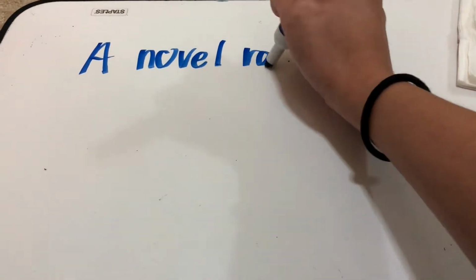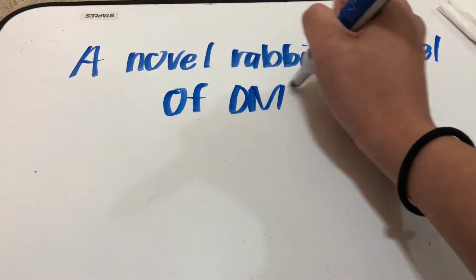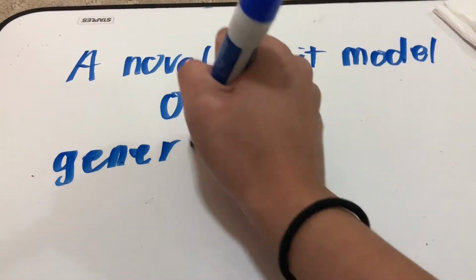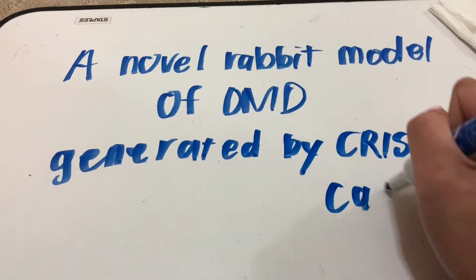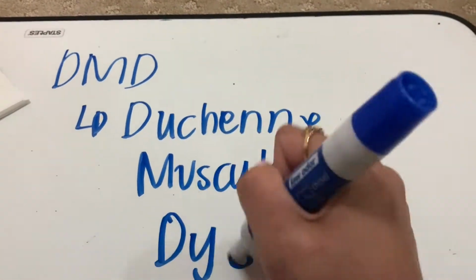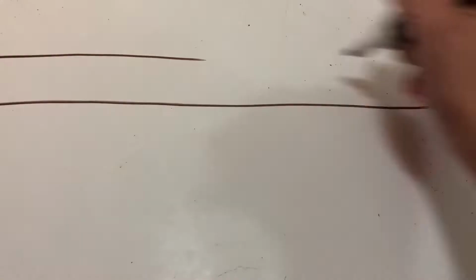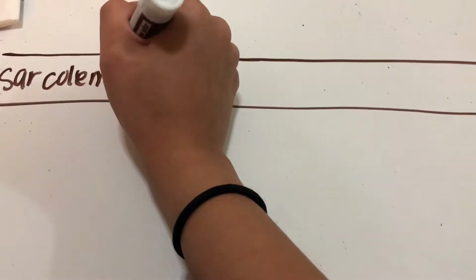I'm going to be talking about a study done by Ting Sui and colleagues on a novel rabbit model of Duchenne muscular dystrophy generated by CRISPR-Cas9. DMD stands for Duchenne muscular dystrophy. It's a disease that affects the sarcolemma membrane in the skeletal muscle.